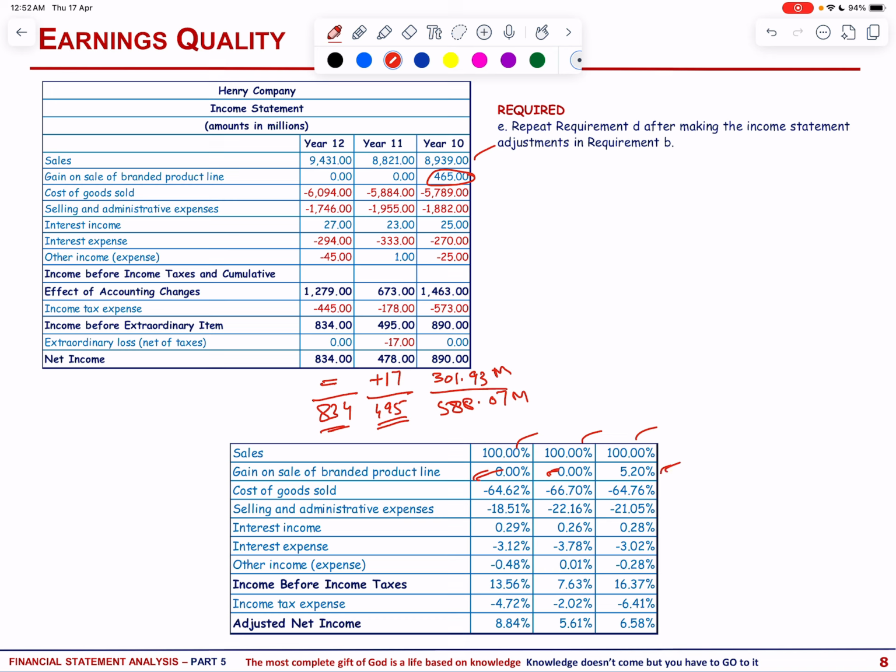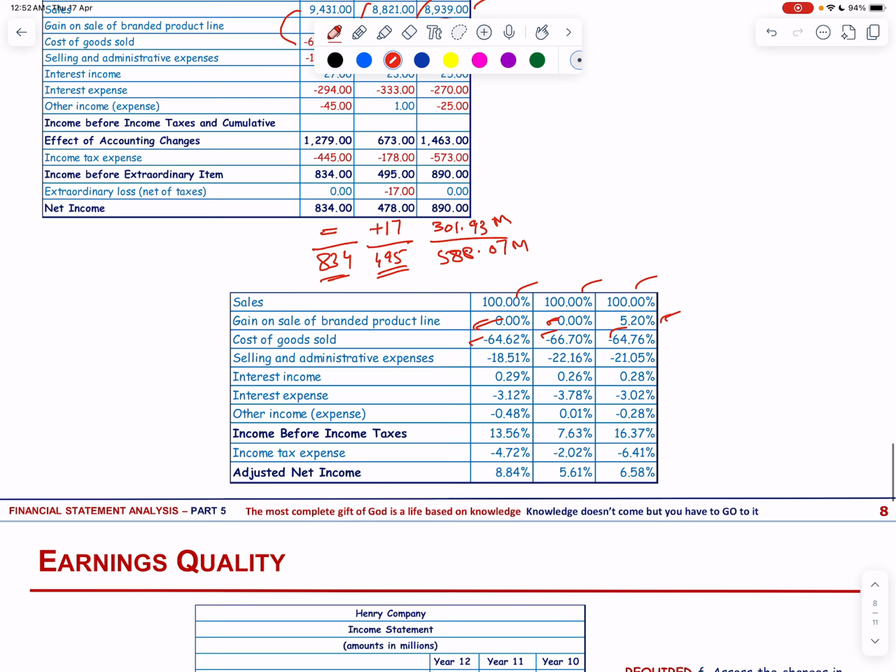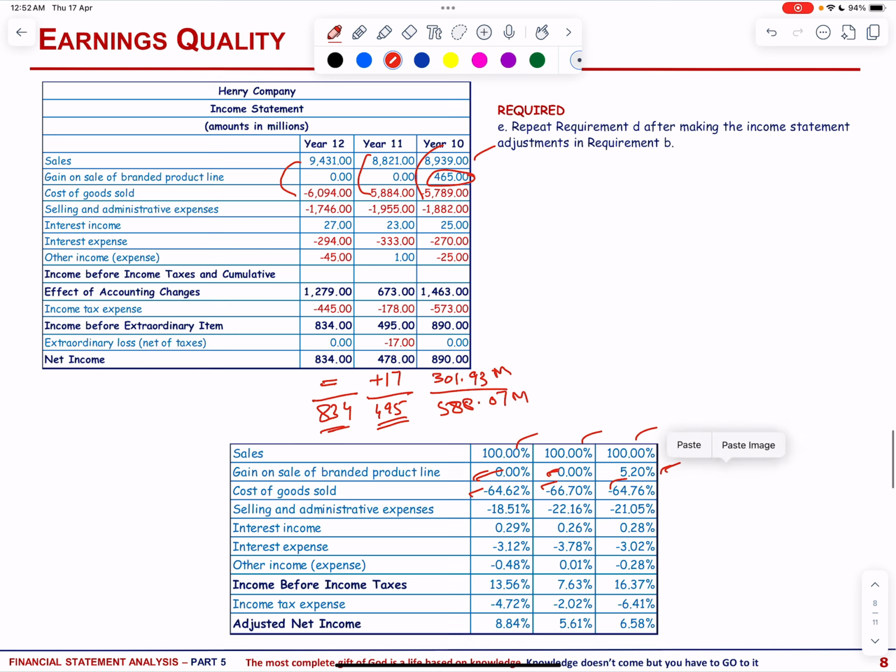Similarly, we will calculate the cost of sales, cost of goods sold divided by sales, and we are going to get these values over here. That's how we are going to get all these values, except I would like to emphasize the adjusted net income for year number 10. After the adjustment, the net income is 588. So we are going to divide 588 by the sales of 2010, and that's how we will get 6.58.